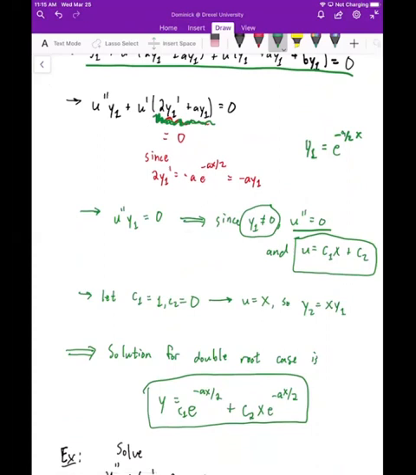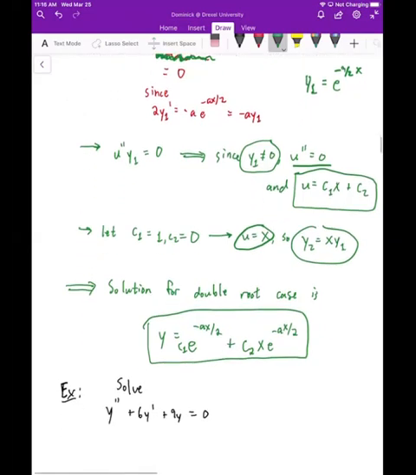So now we can choose this in such a way that we do not get proportional solutions. And the way to do that is to make sure that C1 is non-zero and C2 is 0. Really C2 could be anything as long as C1 is non-zero, but to make it easier on ourselves, we're going to let C1 be 1 and C2 be 0. So that way we can choose u to be x, and y2 is just x times y1.